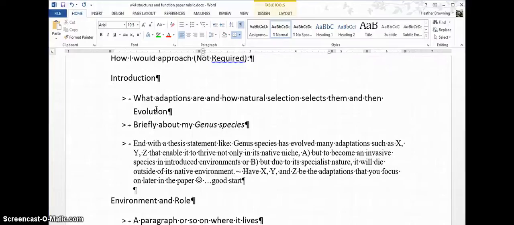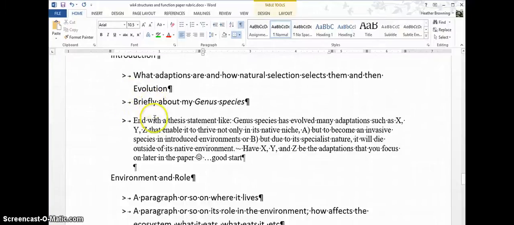I would briefly describe my own genus species. So if I pick, let's say my genus species is Gato Azul, so a blue cat. I've made it up. That's all.